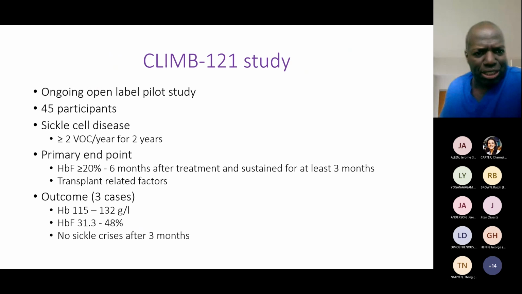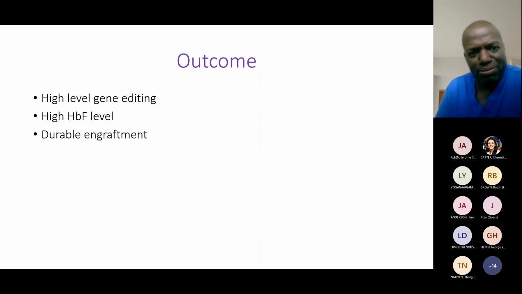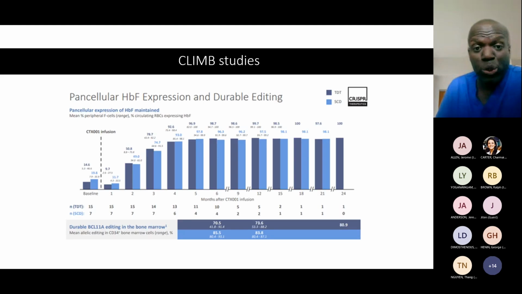CLIMB 121 was in sickle cell patients, with similar results in that they were able to cause a dramatic increase in fetal hemoglobin, and as a consequence, in those relatively small numbers, all those patients became transfusion independent. So really durable results, durable engraftment, significant rise in fetal hemoglobin, and few side effects. I can talk about the actual side effects a bit later.